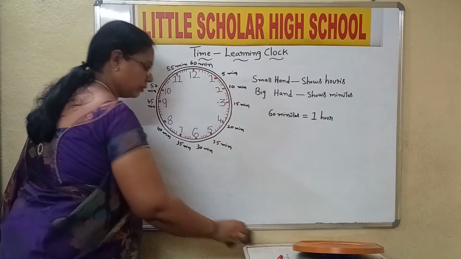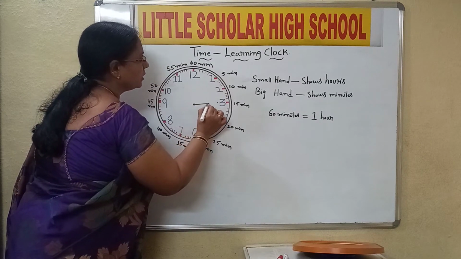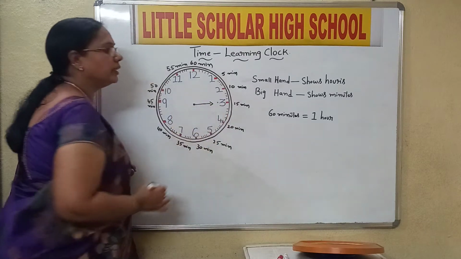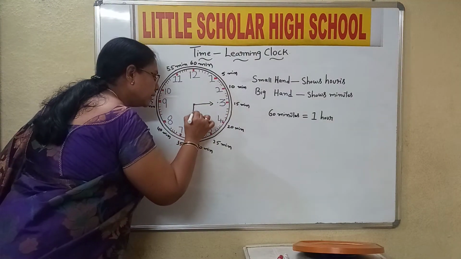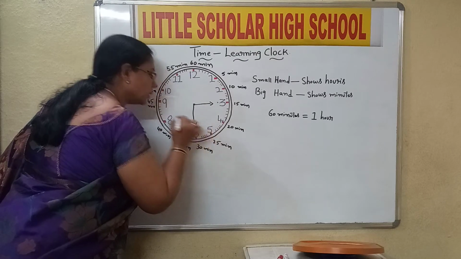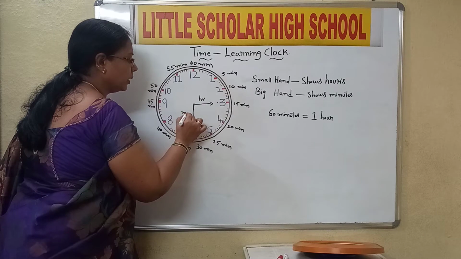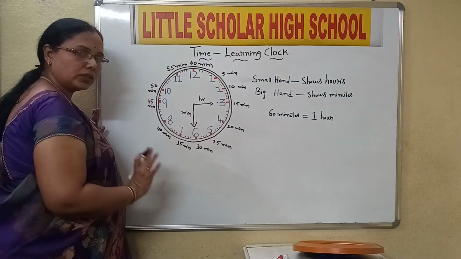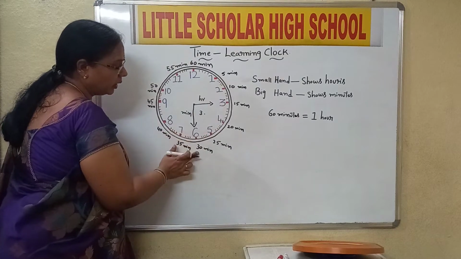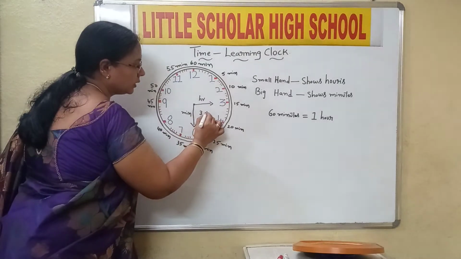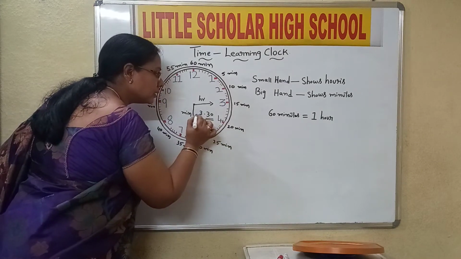Let me do one more with clarity so that it is easy to understand. The small needle is pointing towards 3 and the big needle is pointing towards 6. This is always hours and this is minutes. So what is the time now? First 3, then 6 is how many minutes? 30 minutes. So 3:30, or half past 3.